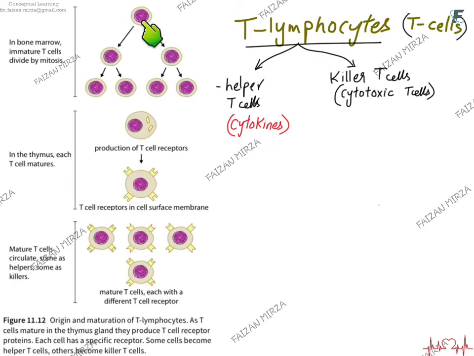The T cells are produced in the bone marrow, they divide by mitosis, they migrate to the thymus, and in the thymus they mature, and while maturing they end up having a T cell receptor on their membrane. The T cell receptor will be different for each T cell, and this T cell receptor is different from the antibody receptor which is present on the B cell. The B cells have the antibody receptors on their membrane, the T cells have the T cell receptor. Both are capable of identifying a particular antigen in the body, and they both function in the immune system.